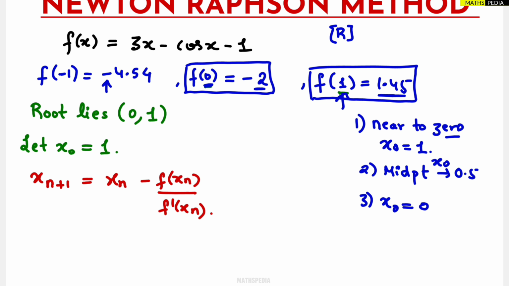Okay, so in the consecutive iteration, wherever you are getting the same value, we have to stop the process that we already know. Now f dash of xn is also there. So this is f of x. So what will be f dash of x? That also I'll write it over here.